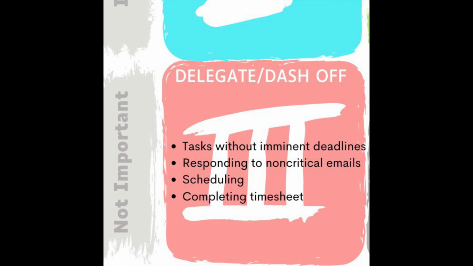In quadrant three, this is where things are not important and they're urgent. Okay, so this would be something like a non-critical email that still needs to be answered, maybe out of politeness. Scheduling things, filling out timesheets, things that need to be done that have a deadline on them, so they need to get done right away, but they might not be the most long-term thing to think about.